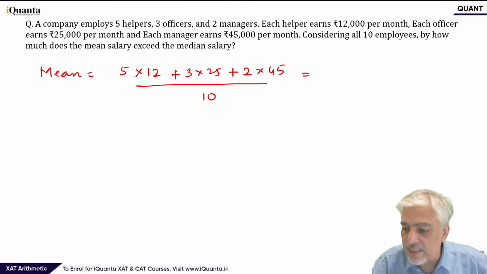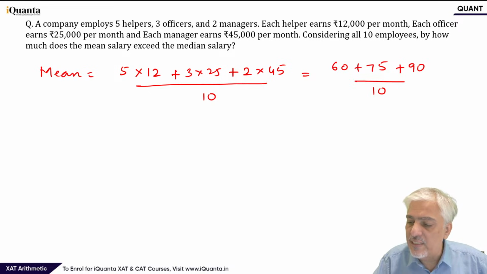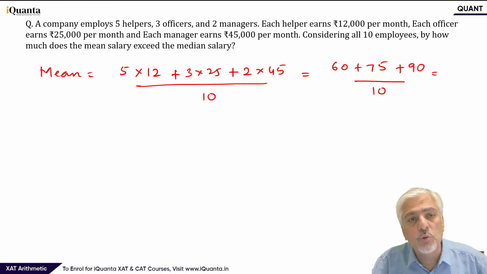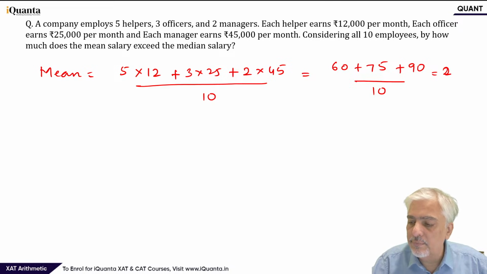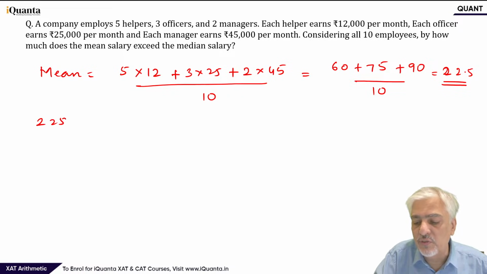So how much does this come to? This comes to 60 plus 75 plus 90 upon 10. That's 150, 150 plus 75, 225. Is there some mistake in my calculation? People are getting a different answer. 5 12s are 60, 3 25s are 75, 2 45s are 90. So basically we have 225 divided by 10, that is 22.5 thousand. If I put the thousands in now, it will become 22,500, which is my mean.